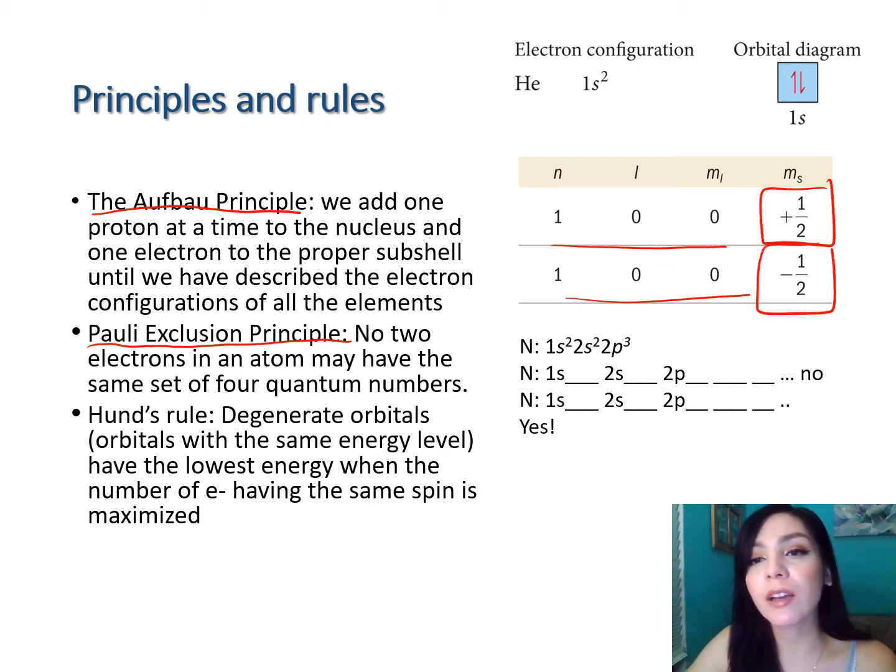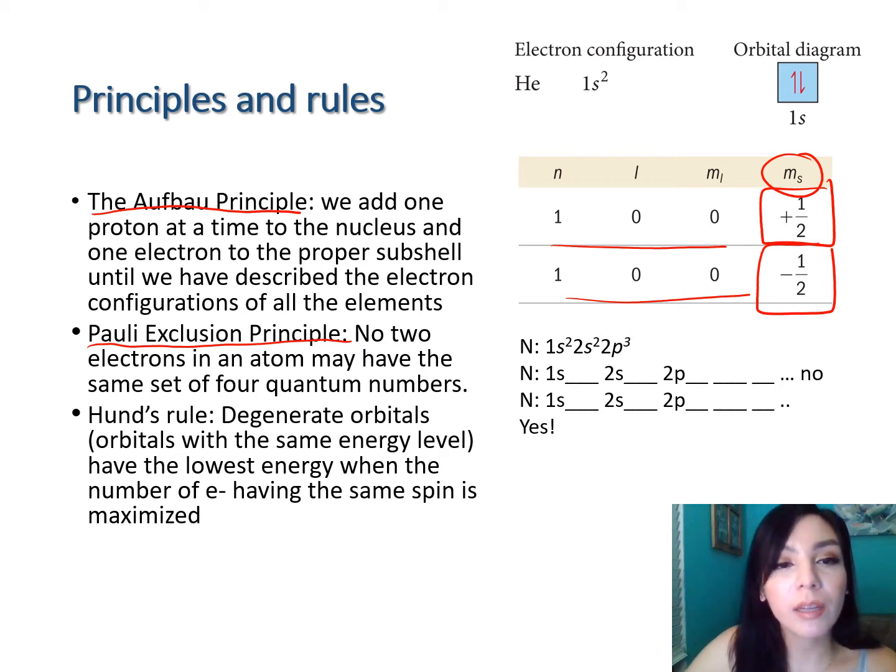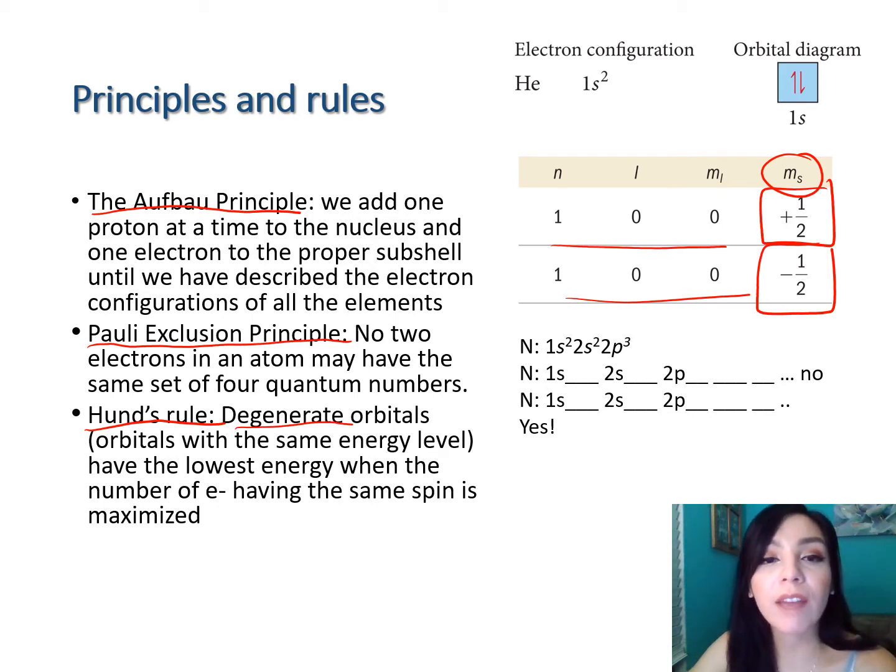Remember, ms is our bunk bed. Think of it like that bed belongs to that electron. No other electron can have that exact same bunk bed, same room, same house. It can have the bottom bunk or the top bunk, whichever one, the opposite one, but it can't have the exact same one. And then finally we have Hund's rule, which tells us that degenerate orbitals, and degenerate just means that they have the same energy level, have the lowest energy when the number of electrons having the same spin is maximized. Now this sounds confusing, but I'm going to show you what this means.